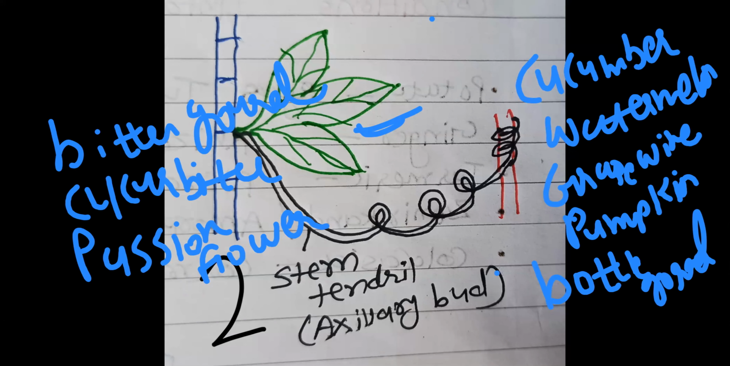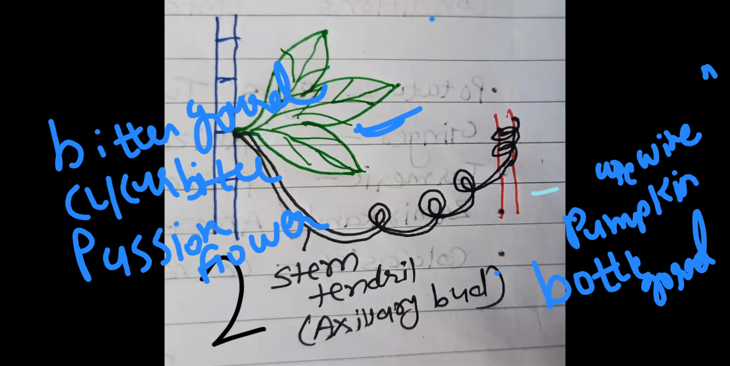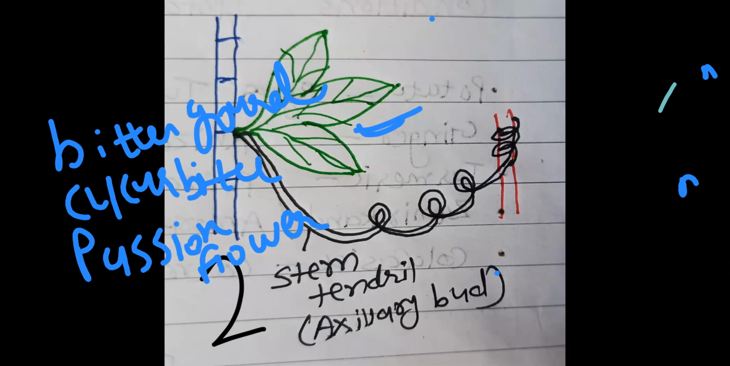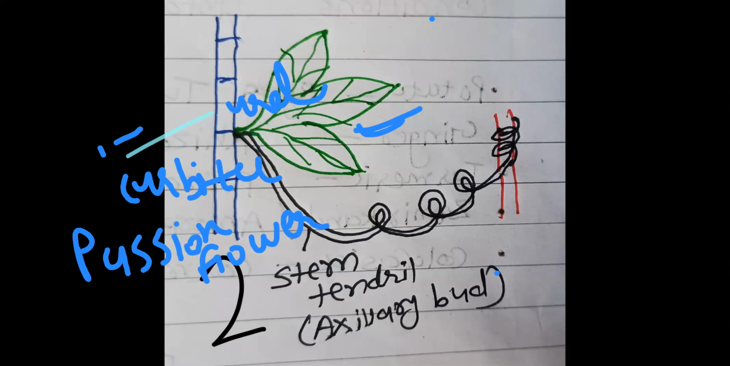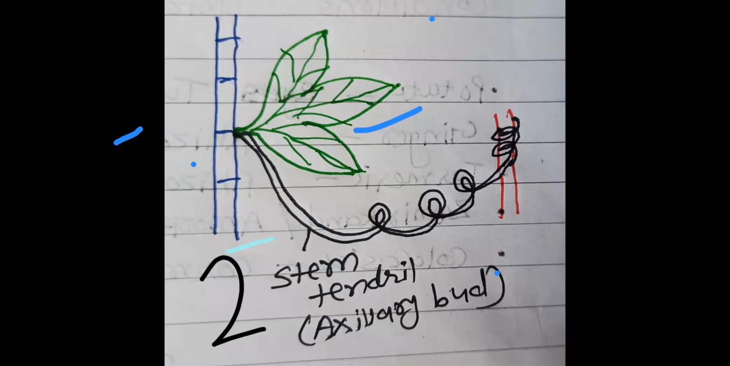Remember: cucumber, watermelon, grapevine, pumpkin, bottle gourd, bitter gourd, cucurbita, passion flower. In these plants, we observe that the axillary bud gets modified into a spirally coiled slender structure, which helps plants to climb erectly so they can get sufficient sunlight and perform their photosynthesis. Clear, stem tendrils? If you have any doubt in this, unmute and speak.